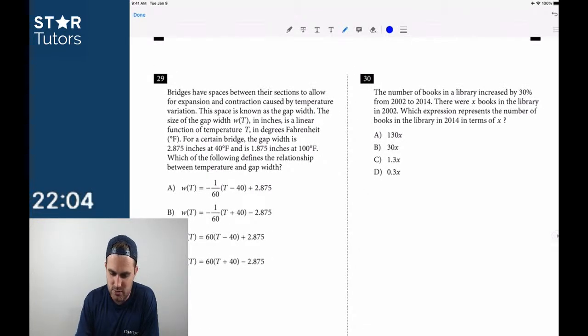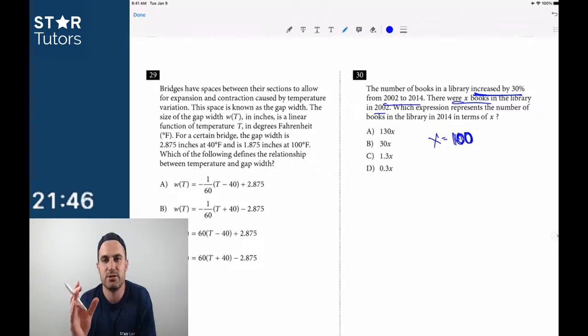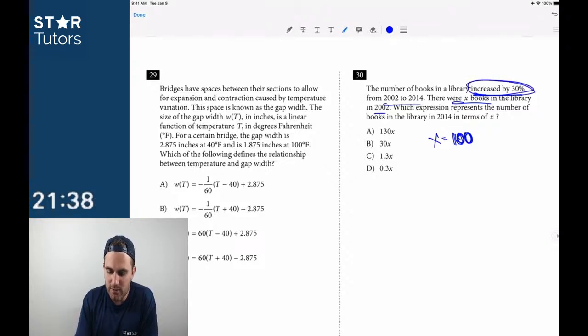Oh, this should be an easy one, right? Percent. And we will be doing more ACT ones next week. The number of books in the library increased by 30% from 2002 to 2014. There were X books in the library in 2002. Just set X books to 100, for the time being. Always set percentages equal to 100. If they don't give you a number, there were 100 books in the library in 2002 because it increased by 30% from 2002 to 2014.